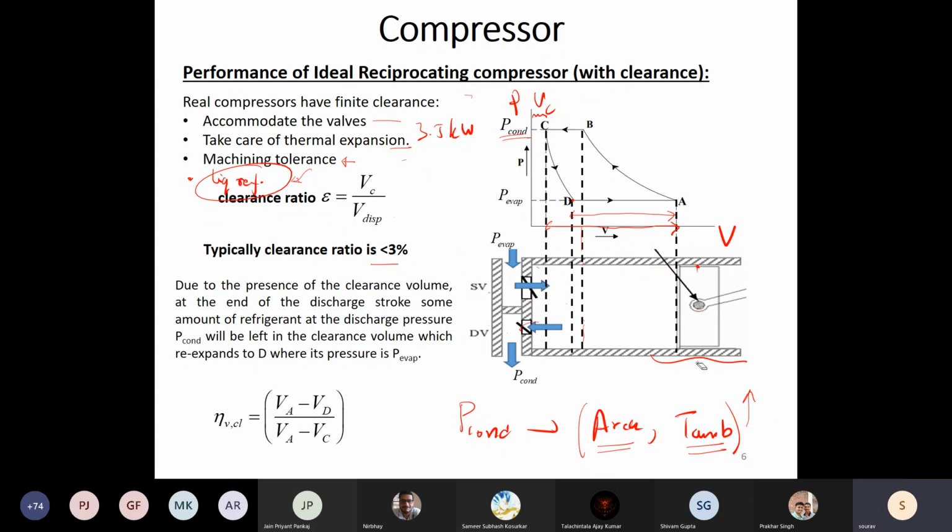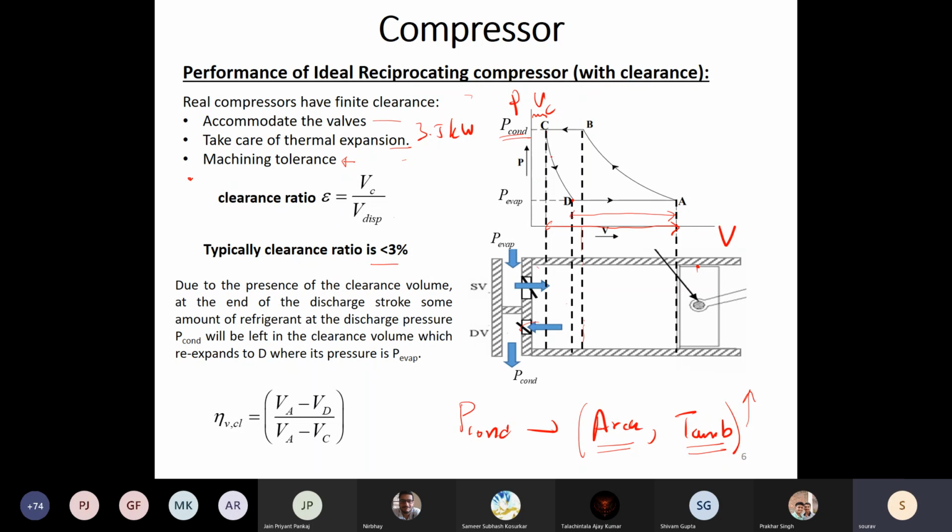So once the clearance volume is fixed by the compressor manufacturer, then he can also tell what is the safe amount of liquid entry which this compressor can tolerate. Okay. So we cannot escape this evil, that is the clearance volume.